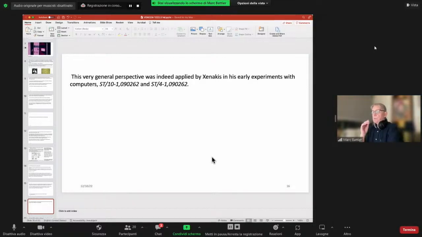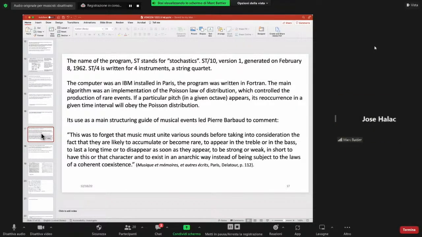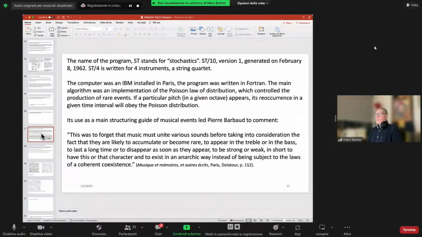Now, this very general perspective was indeed applied by Xenakis in his early experiment with computers, ST10 and ST4. The name of the program, ST, stands for stochastic, of course, and 1 for version 1, and it was generated on February 8, 1962. The computer was an IBM installed in Paris, and the program was written in Fortran. The main algorithm was an implementation of the Poisson law of distribution, which controlled the production of rare events. For a particular pitch in a given octave, if that pitch appears, its reoccurrence in a given time interval will obey the Poisson distribution.